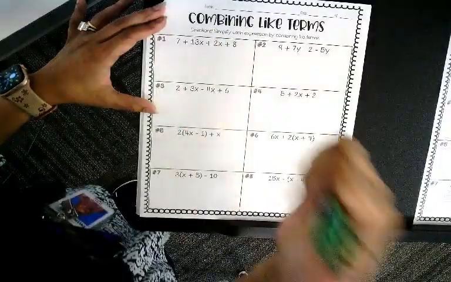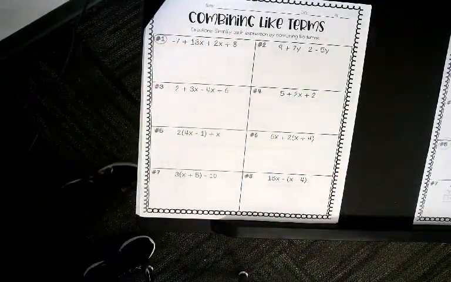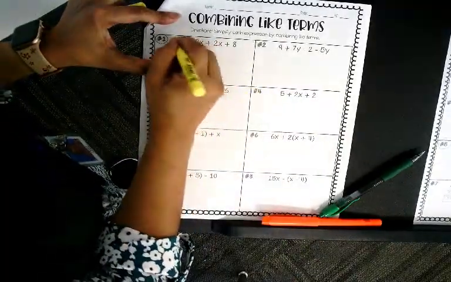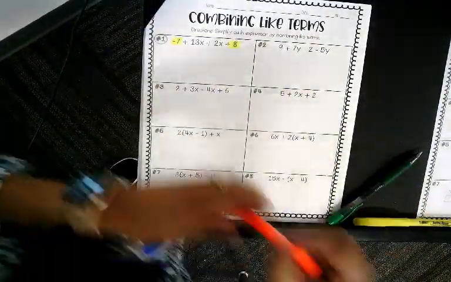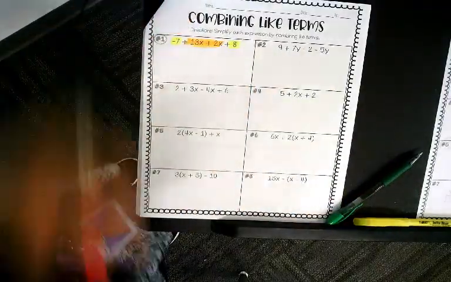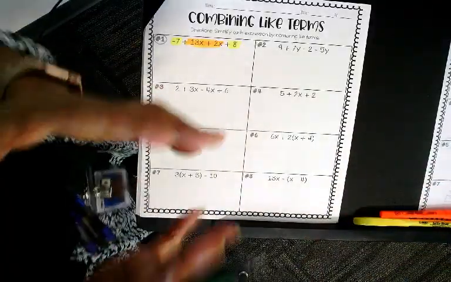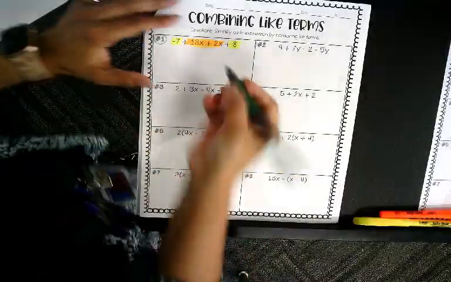I'm working on number 1. We look at this one. What are the like terms over here? 7 and 8 and 13 is 2x. So this is going to be a like term, and the other two are going to be with the x. So these two are going to be the like terms. We good? So we're going to combine them. They like to stay with their families. So they're family together.